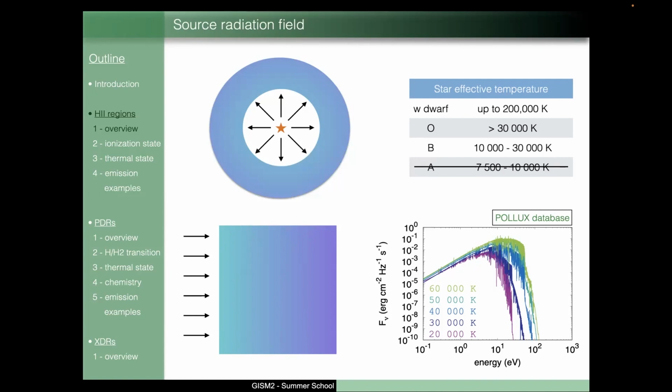And finally, what about the spectrum? To simplify things, I will consider that the shell of gas or the slab is irradiated by a black body radiation field. It's just to simplify things, but if we want, we can also use a more complicated radiation field, such as the radiation field that comes out of models of stellar atmospheres, such as those that you can download using the Pollux and the Phoenix databases.